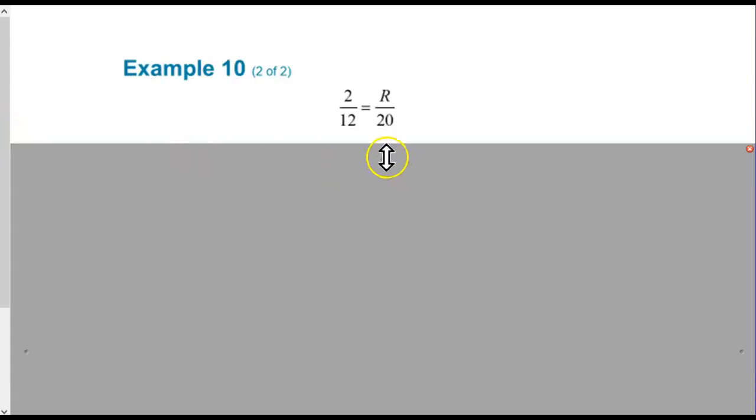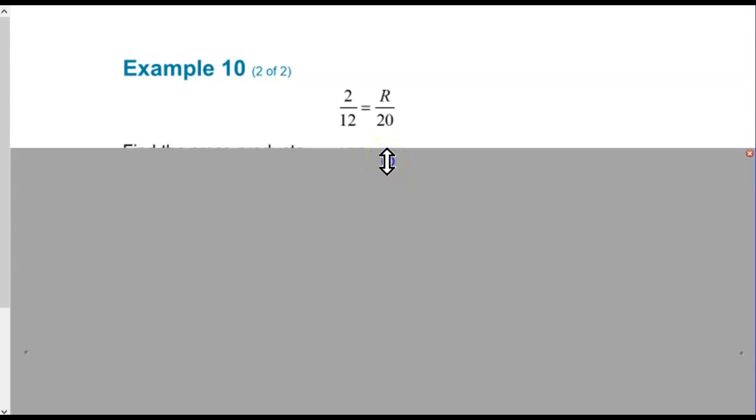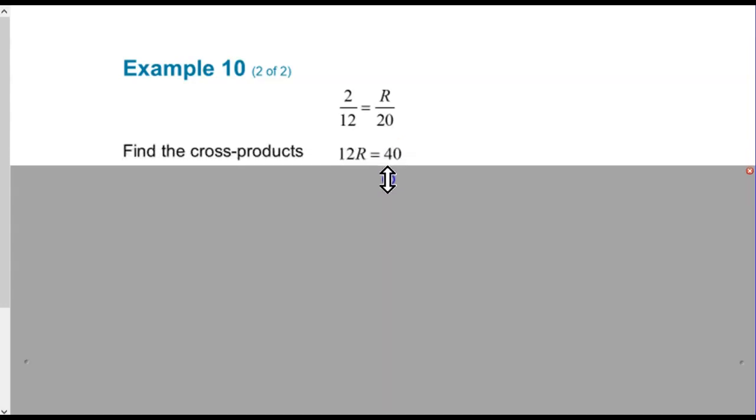So they've already done it over here, so we'll look at it and see if it came out the same way yours did. So the cross products in this case are 12r, and so 12 times r and 2 times 40 equals 40.